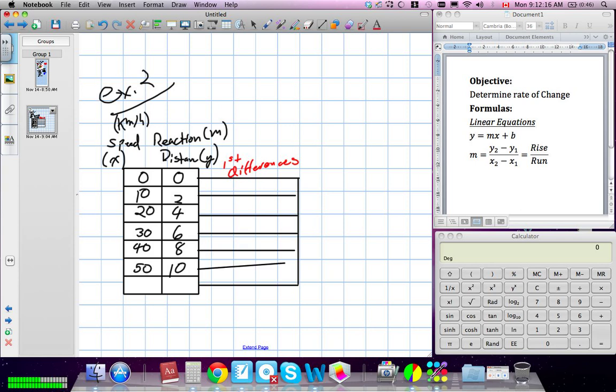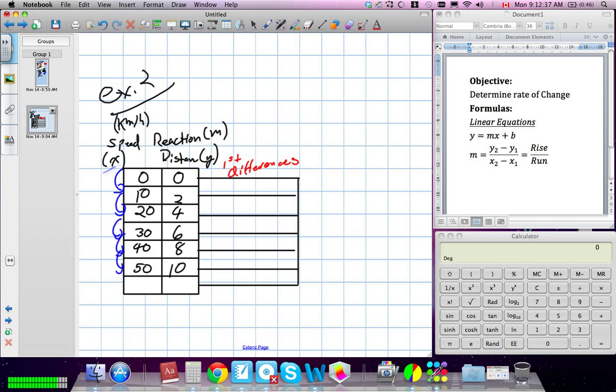So it's important when you guys do first differences, we're always finding the first difference of the y values, but we have to make sure that our increments of x are the same. So in other words, this one's constantly going up by 10. That way we can find first differences. If these numbers weren't going up by a constant rate, we'd have to fix that so that they are.